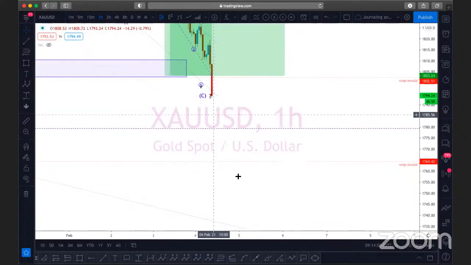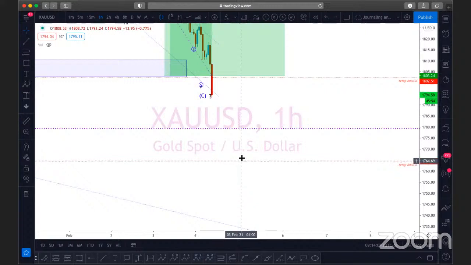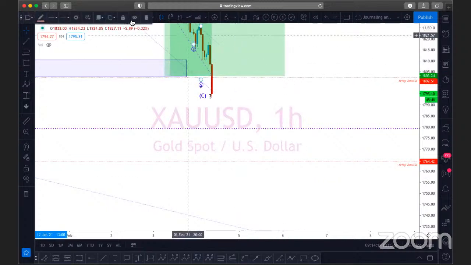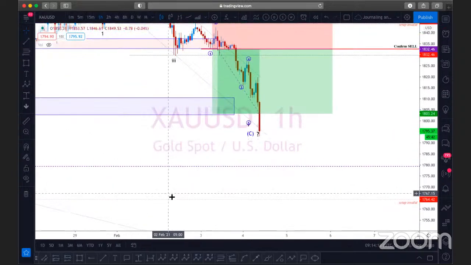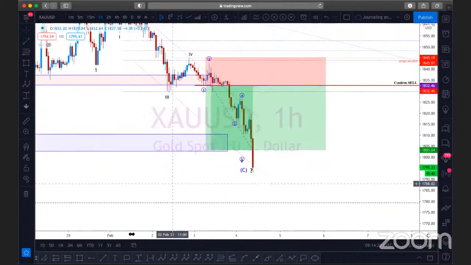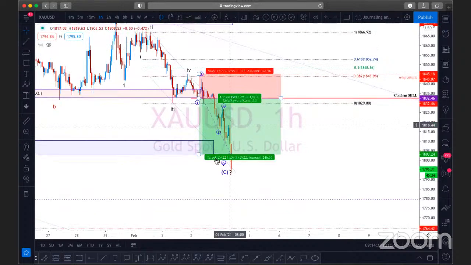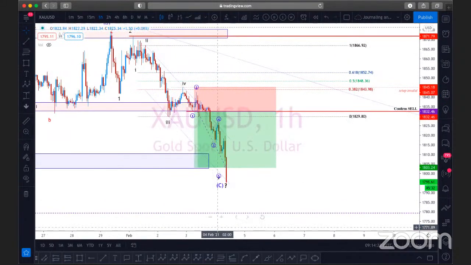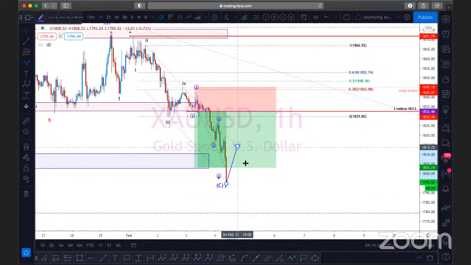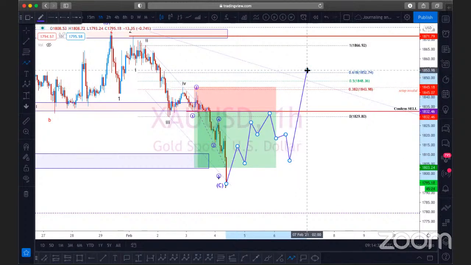The next target point for us that we want to be looking at is this zone down here, this level right in here, 1764. That's the level that we are now focusing on. Will price take out that low, right? And if that's the case, where this is a 5-wave countdown and the market creates a 5-wave move up, a 3-wave move correction, and then continues to go higher.